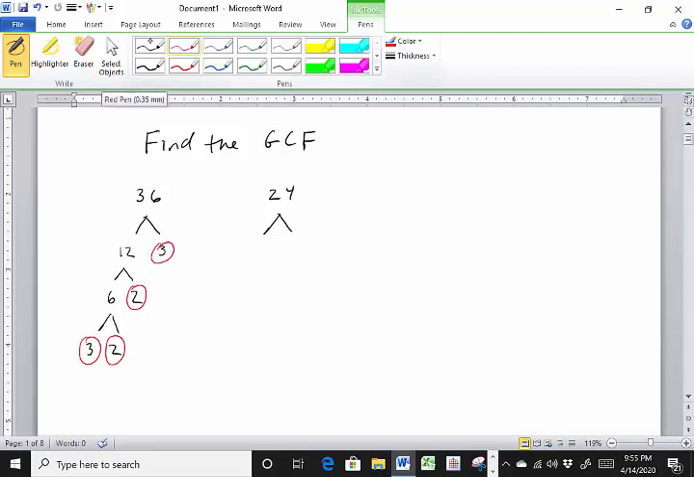Then 24 is 12 times 2, 12 is 6 times 2, 6 is 3 times 2, and then we circle all of our prime numbers. Okay? Now, for the greatest common factor, you're trying to find the largest number that's going to go into both 36 and 24. So we know that 2 goes into 36 and we know that 2 goes into 24, but that's not the largest number that goes into both of these.